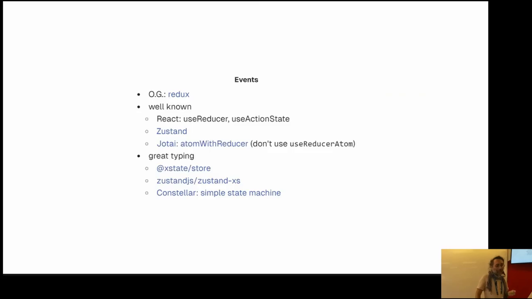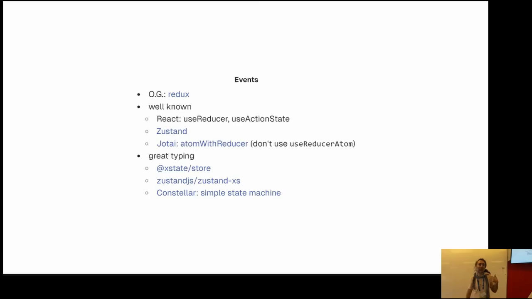In the world of React, the most well-known, ancient way to organize around reducers is Redux. But now in vanilla React, you have useReducer. useActionState is also the same thing, but more on the server state side, and it has the typing of a reducer function. Zustand is a more lightweight way of doing things. In Jotai, you have atomWithReducer, and you have less known things such as XState Store. It's not the same as XState.